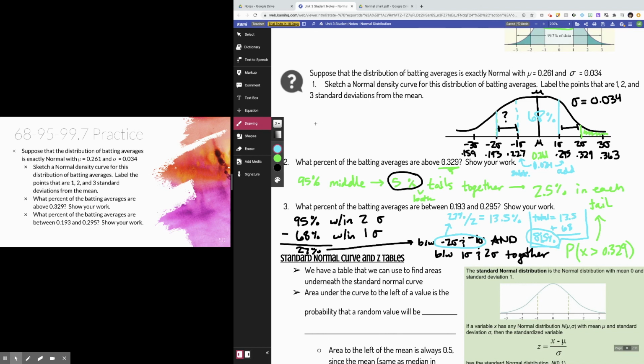Okay, and the way that you would write that, I'm going to write it up here in this blank space because I've run out of space down here. So the way that you would write that is the probability that x is in between 0.193 and 0.295. So 0.193 is less than x is less than 0.295, with your boundaries. And then you would either give a percentage or the decimal value. So you can say either 0.815 or you could say 81.5%.